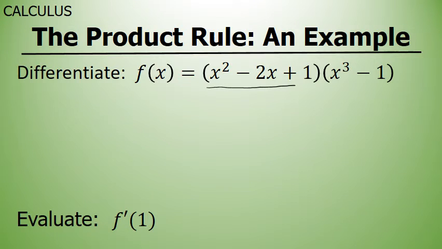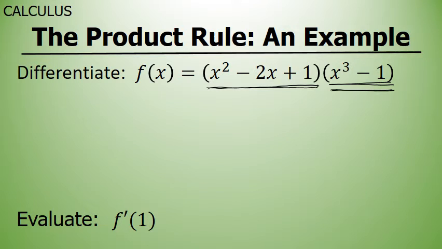This function could be differentiated by first expanding and then differentiating each term individually by the power rule. However, another option would be to use the product rule, where the first factor is considered x squared minus 2x plus 1 and the second factor is x cubed minus 1.